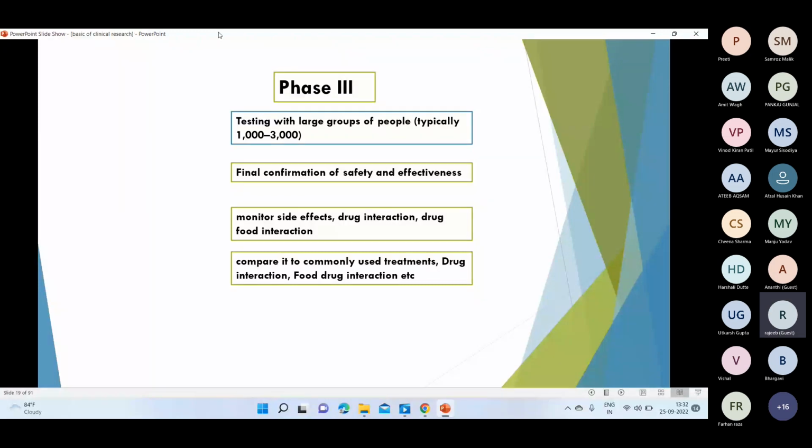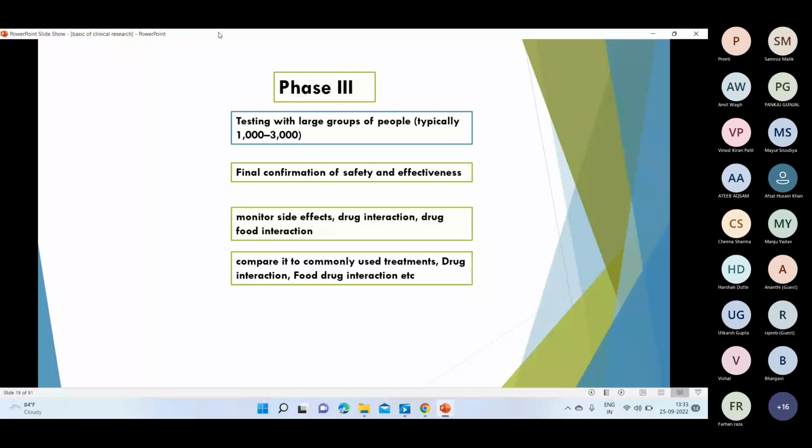That's why we are using the effectiveness word instead of the efficacy word. And we will also confirm the safety part as well. So phase 3 is a further confirmatory trial where we do the final confirmation on safety and effectiveness.